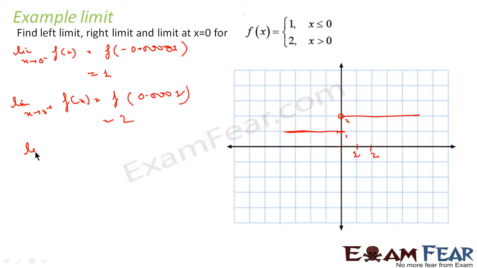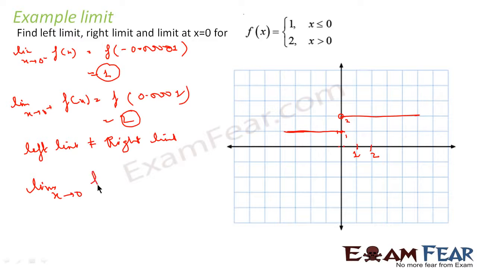So here you see the left limit is not equal to the right limit. Why? Because the left limit came out to be 1 and the right limit came out to be 2. So 1 is not equal to 2. So the left limit is not equal to the right limit. So we can say that the limit at x equal to 0 of this function is not defined. The limit at x equal to 0 for f(x) is not defined in this case.